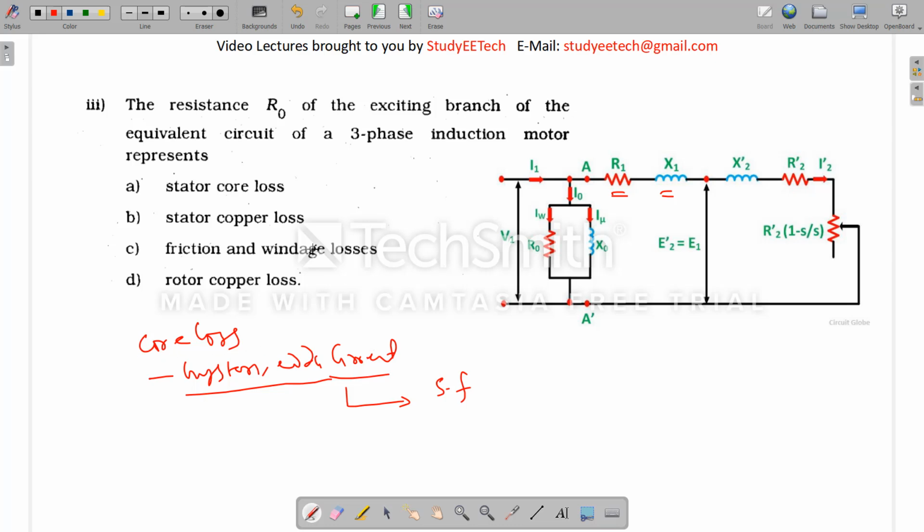So basically the core loss on the supply side, in the stator, will be higher than in the rotor; that is why it is significantly higher. That is why the answer will be the stator core loss. What is the next question?